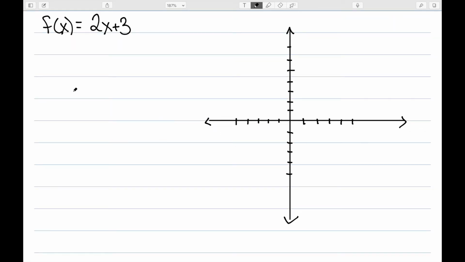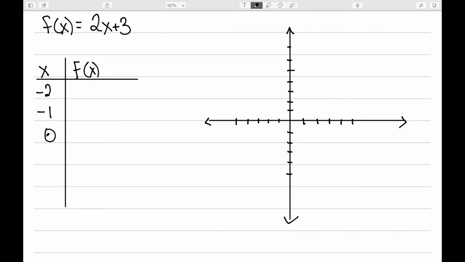I now want to graph the function f of x equals 2x plus 3, and I'm going to do this using two different methods. The first is the very first way we learn how to graph anything, which is make a table, pick some numbers for x like -2, -1, 0, 1, 2, and figure out what y needs to be. Although now we're figuring out what f of x needs to be.